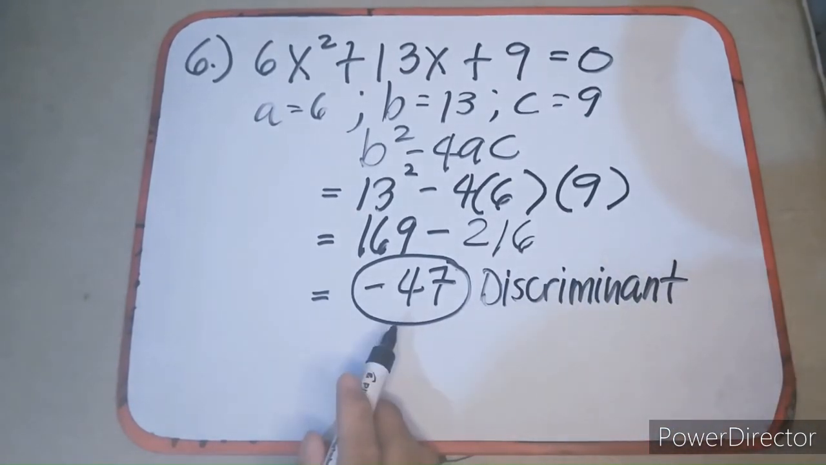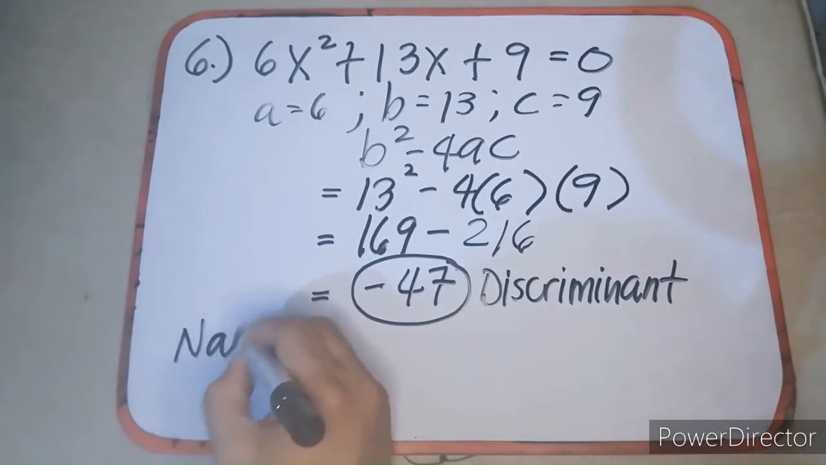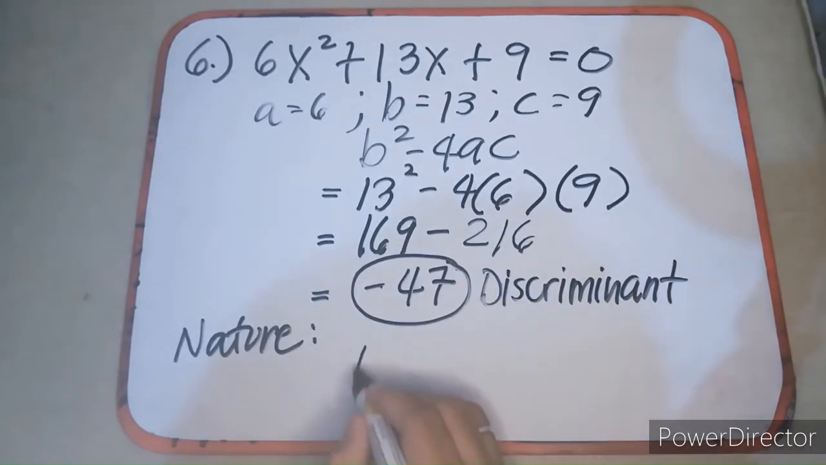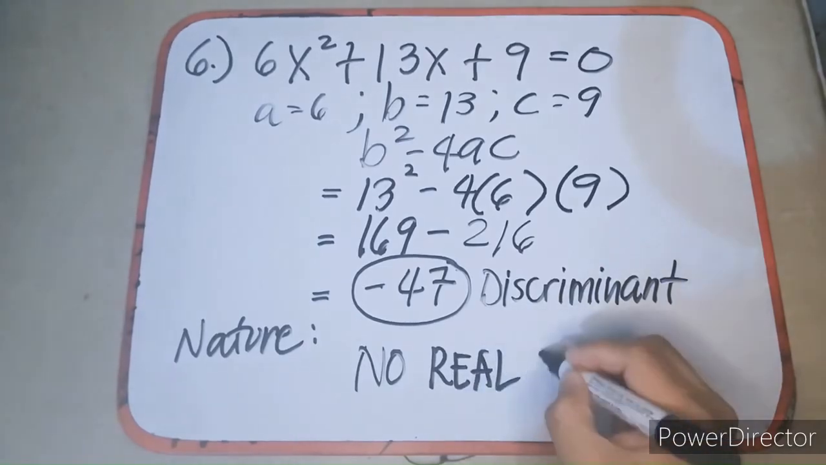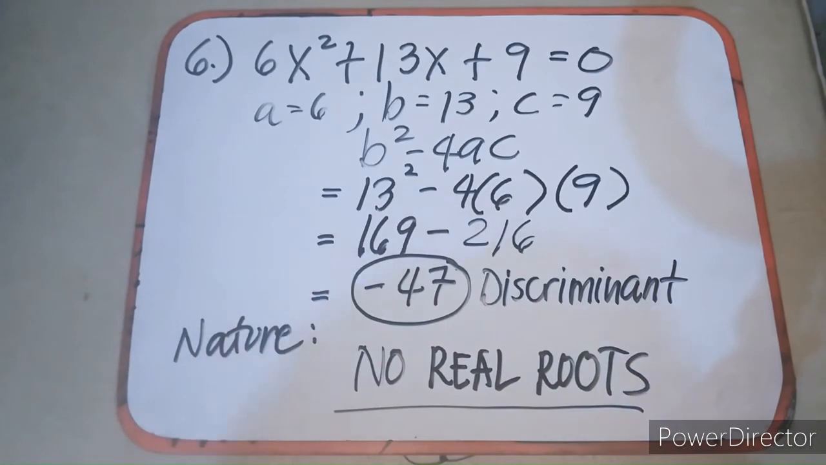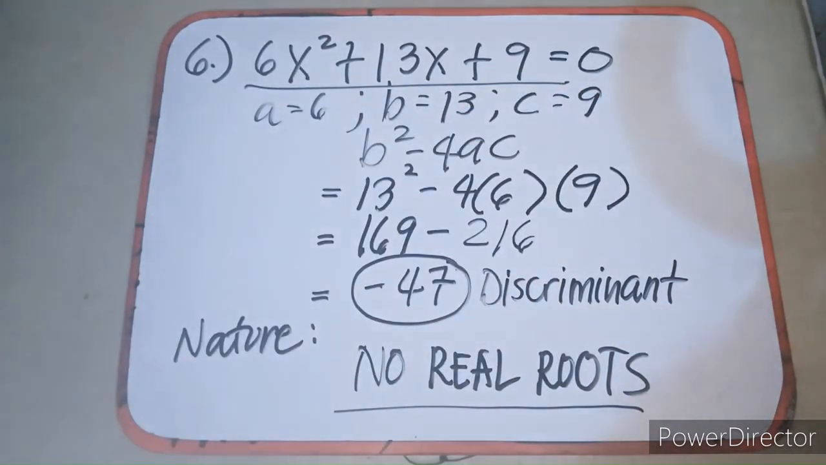Now, going back to the things that we have to remember, we said that if your discriminant is a negative number, then the nature of the roots of the given quadratic equation is no real roots. So sa madaling salita, if we are going to solve this given quadratic equation, we will find out that its solutions are non-real roots.